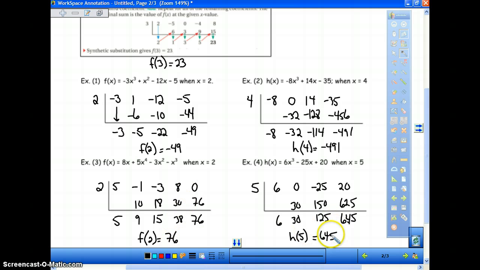This one was a little bit more straightforward. The only thing is maybe you forgot the 0 right here. But other than that, you should have gotten h of 5 equals 645.